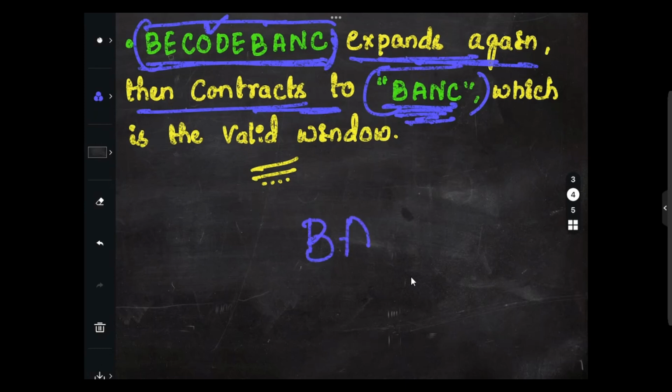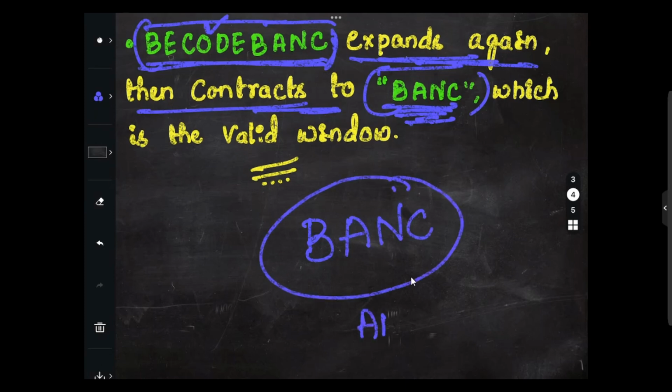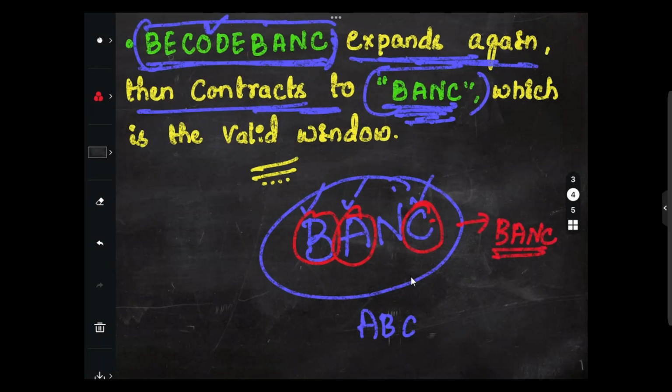This is the smallest window, or the smallest substring in S that contains all the characters of T. T is A, B, C, and here you can clearly see A is present, B is present, C is present as well in this case. So this is the smallest substring in S that contains all the characters of T. So we will return B, A, and C as output.